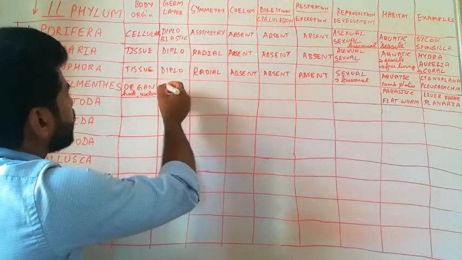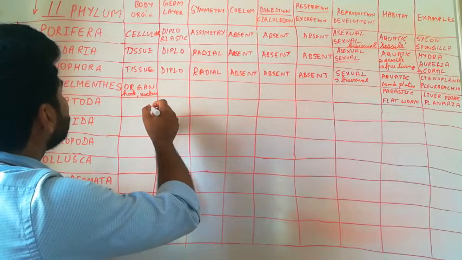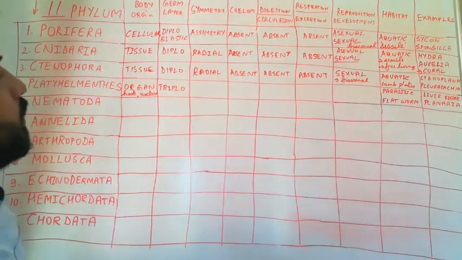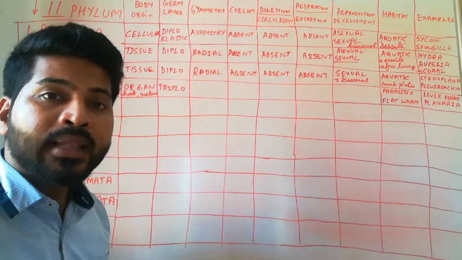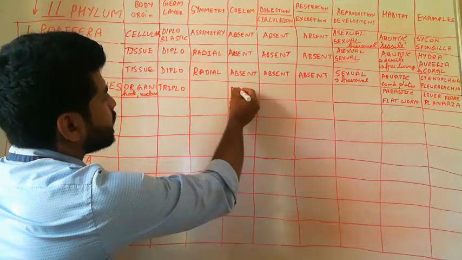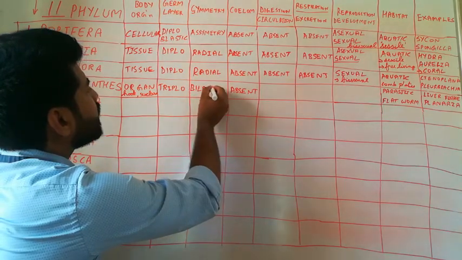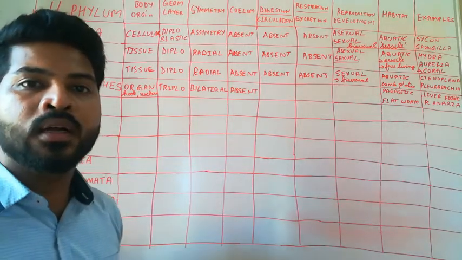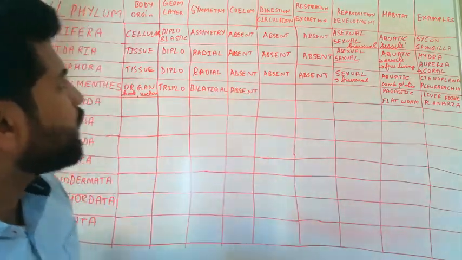Number of layers. So Platyhelminthes exhibit triploblastic, that is, they have 3 germ layers: outer ectoderm, inner endoderm, and there is a middle mesoderm that is present. In spite of that, coelom is absent. Coelom is not seen, and they exhibit bilateral symmetry. That is, a single plane of axis can divide the animal into 2 equal halves. So bilateral symmetry. Coelom is absent.